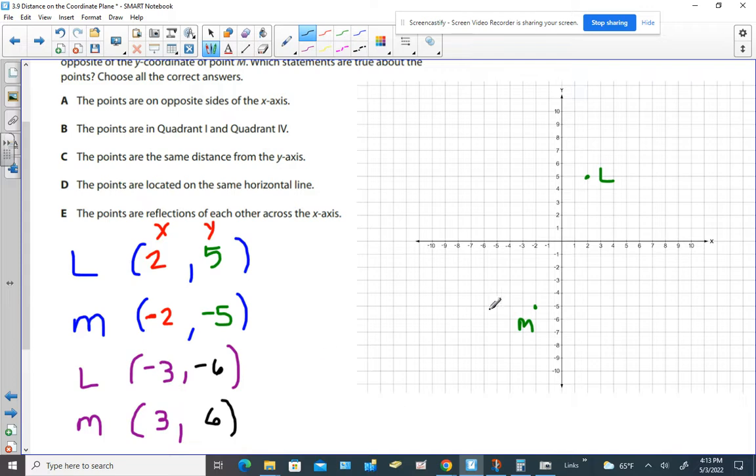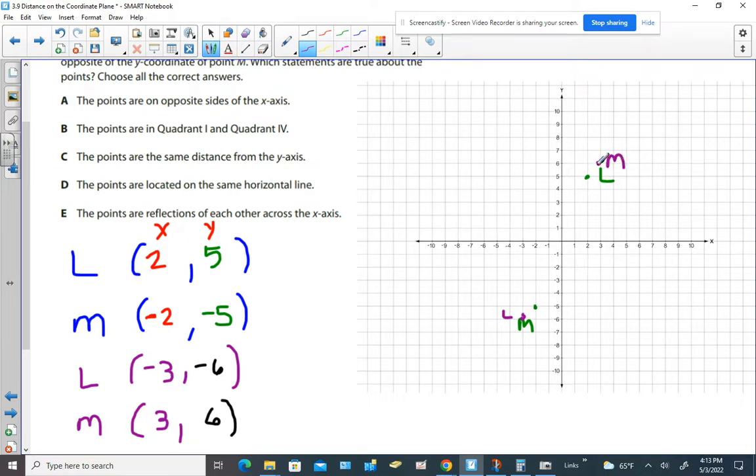Now, if we plot these, let's see if there's any kind of pattern or something that we can identify. We're going to plot our new L. So let's go left 3 and then down 1, 2, 3, 4, 5, 6. So that would be right here. And if I plot this, I would go over 3 and I would go up 1, 2, 3, 4, 5, 6. So this is our M.